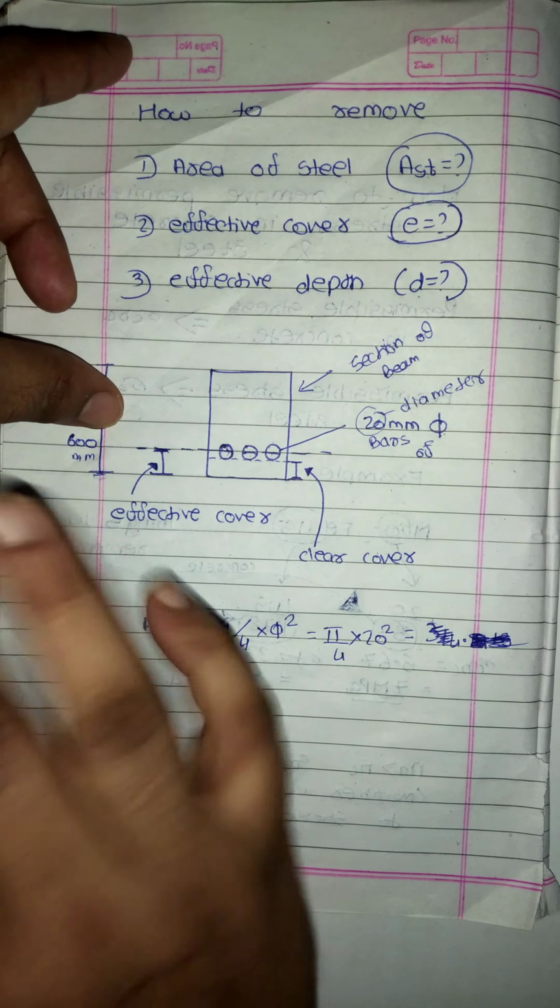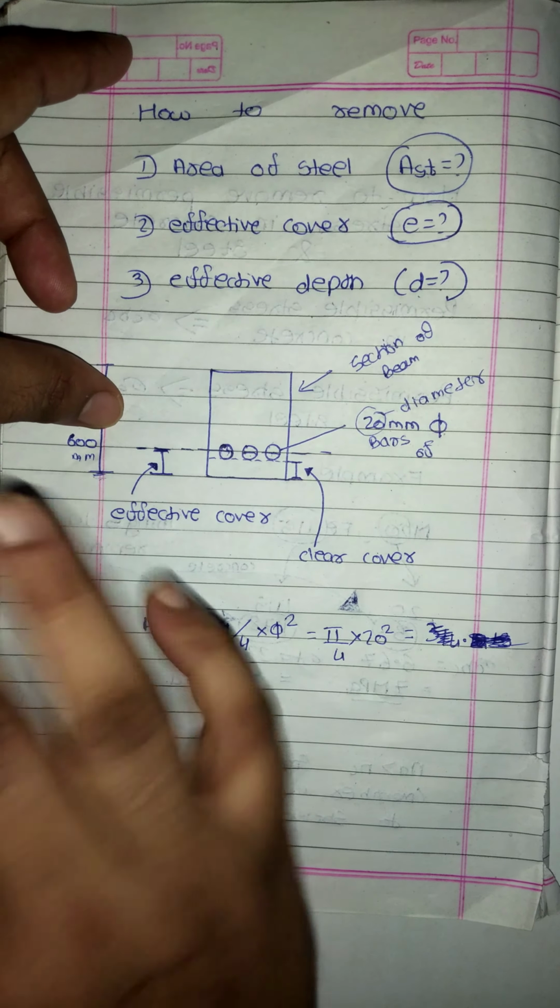The main thing is the effective cover, but you first have to find the area of steel. By these three bars you can find the area of steel. So, pi by 4 into d square, where d is the diameter, phi 20, multiplied by the number of bars. The number of bars is 1, 2, 3.